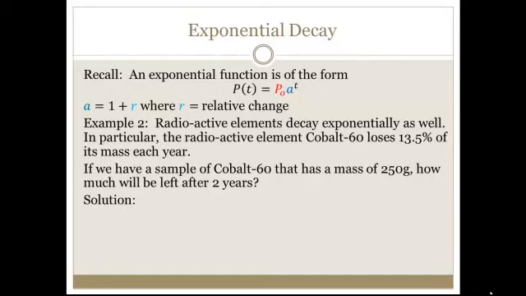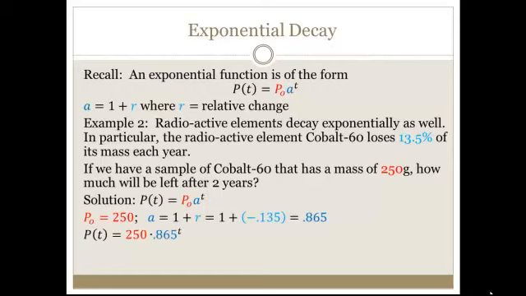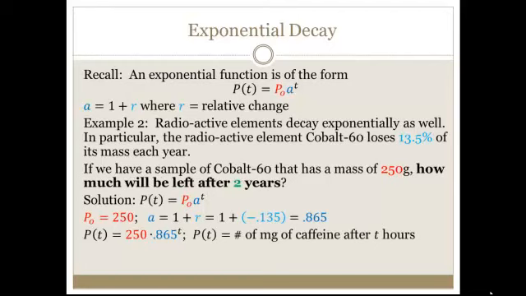To find the solution, we need the model p of t equals p naught times a to the t, where p naught is 250 and a is 1 plus r, where r is negative 13.5%, because we lose 13.5% each year. So a equals 0.865. Again, a equals 0.865 also represents the fact that after each year, only 86.5% remains. So our model is p of t equals 250 times 0.865 to the t, where p of t equals the number of grams of cobalt-60 after t years.